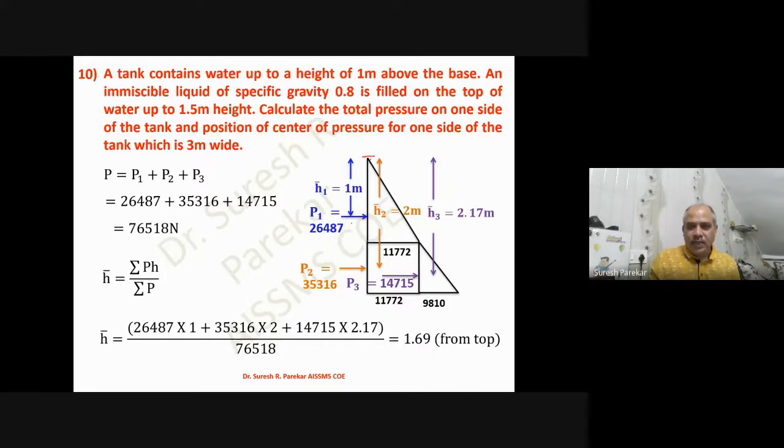So 26487 into 1, then P2 we have 35316 into this distance 2, because this is 1.5 and it will act at a distance of 0.5 meters. Because it is a rectangle, it will act at the center, so 2 meters. And then 14715 into 2.17 divided by the total 76518, and we will get 1.69 meter from top.